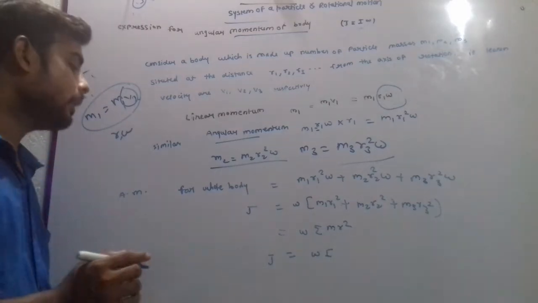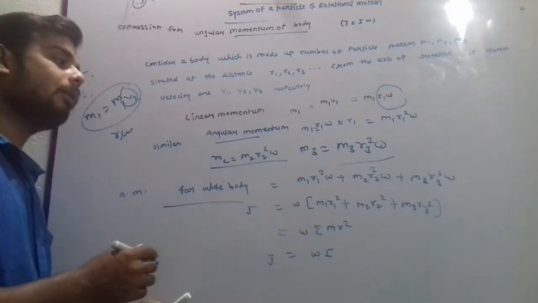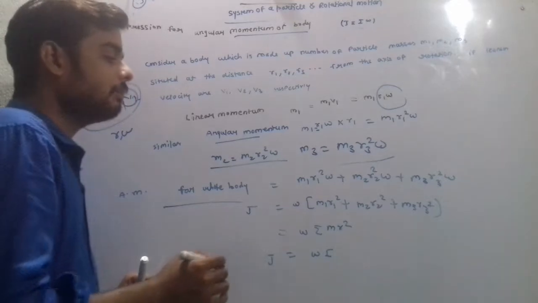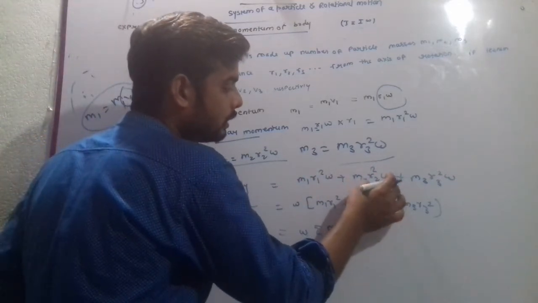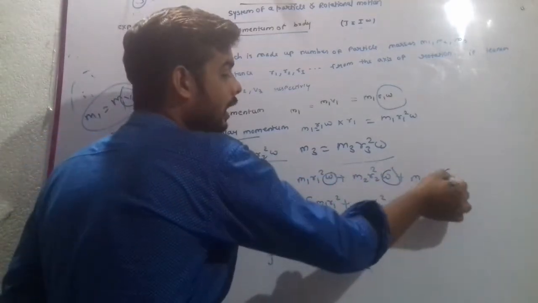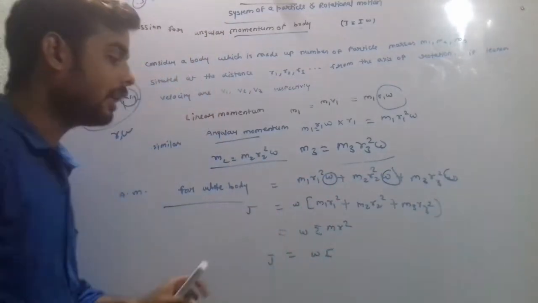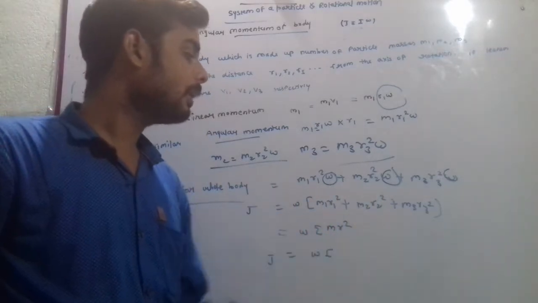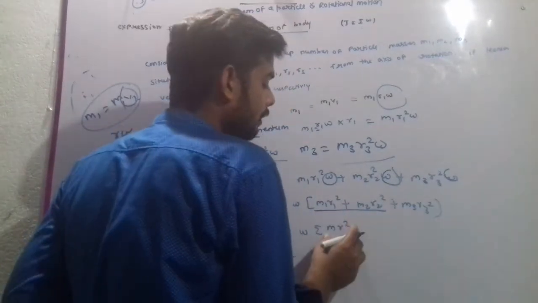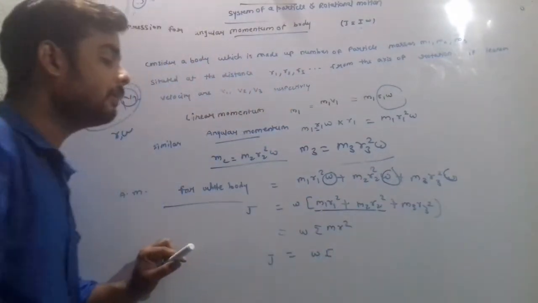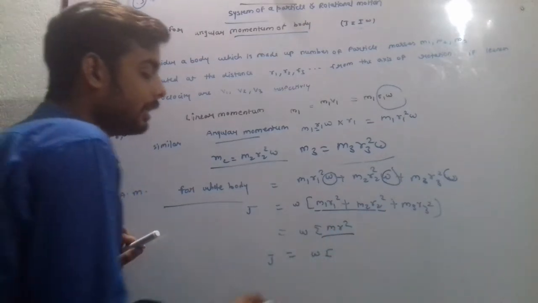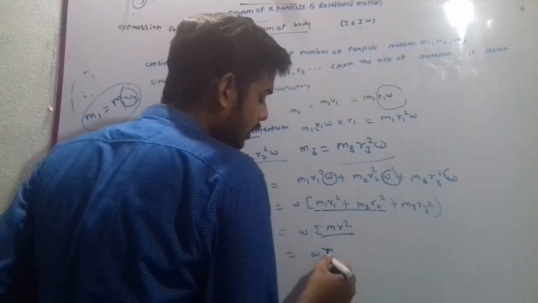So if we assume the angular momentum for the whole body, what will it be? We sum the angular momentum of all the particles: m1 r1 square omega plus m2 r2 square omega plus m3 r3 square omega. Here we take omega common, then what will remain? The bracket m1 r1 square plus m2 r2 square plus m3 r3 square. We write it as the summation of m r square, because this is the whole angular momentum. Then this summation of m r square is represented by the moment of inertia of the body.